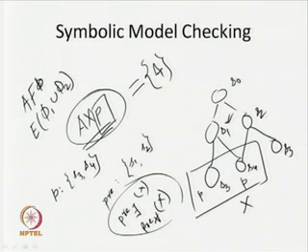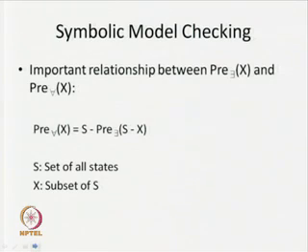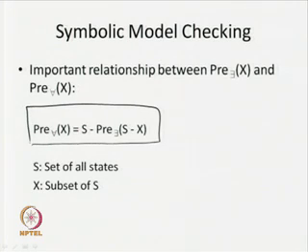So, when we use ROBDD for model checking algorithms to get the symbolic model checker, what we basically need are these two functions, pre-exists x and pre-forall x. In the last class we introduced these two notions and I explained them. We have also seen an important relationship between them: pre-forall x can be expressed as s minus pre-exists (s minus x), where s is the set of all states of my transition system, and x is a subset of s.